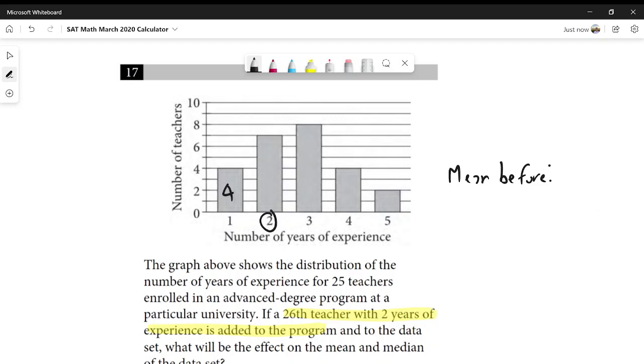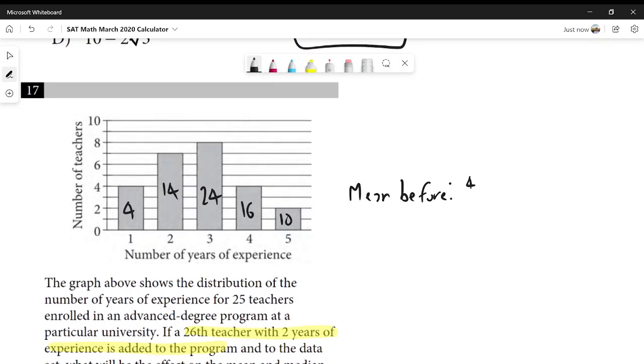and then this is going to be 2 times 7, which is 14, and then 3 times 8, which is 24, and then 4 times 4, which is 16, and the last bar is 5 times 2, which is equal to 10. And so all we have to do is add up all the numbers, 4 plus 14 plus 24 plus 16 plus 10, and we divide that by 25 teachers.